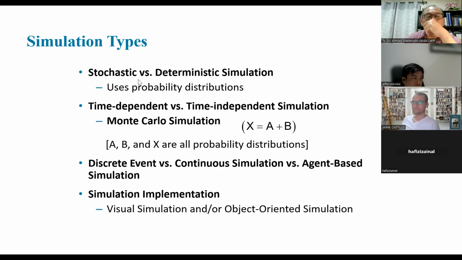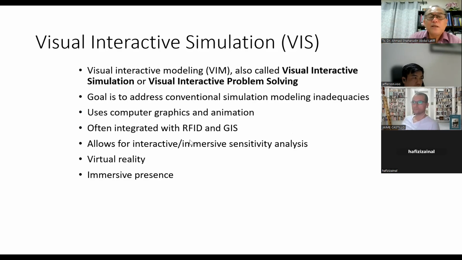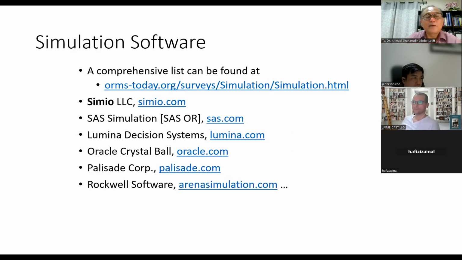So you can use stochastic, which is probability sampling. And Monte Carlo simulation is for when there is no certainty, when there is uncertainty. And then you can also do visual interactive simulation. Okay, this is the simulation software. Some of the simulation software, you can just visit the site and try.